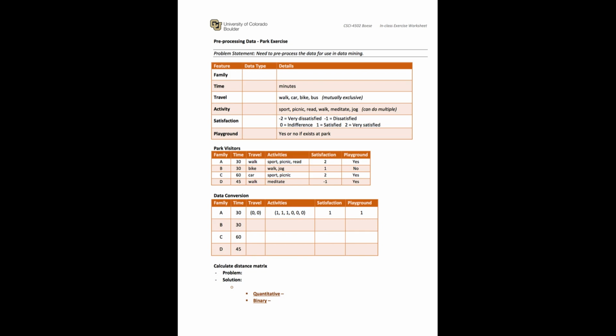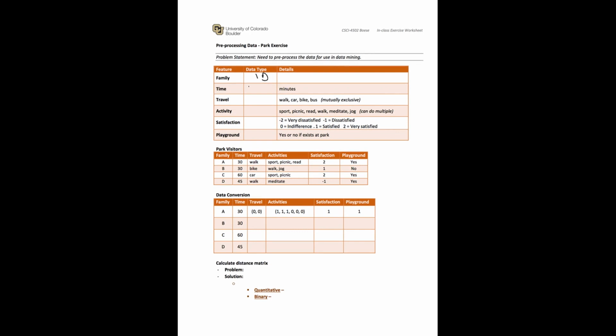So family, for this first feature or dimension or attribute, this is an ID. The details is just your identifier to keep track of each one uniquely. Now for time, this is going to be quantitative. So this is number of minutes. So this is a number of how long that they spent there.